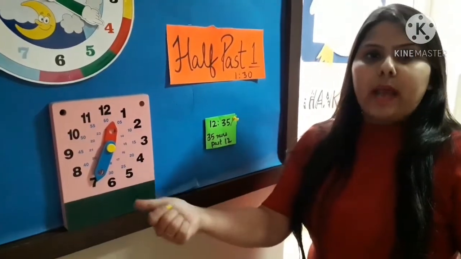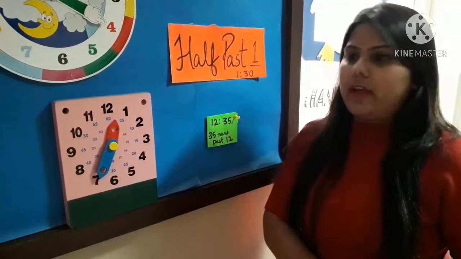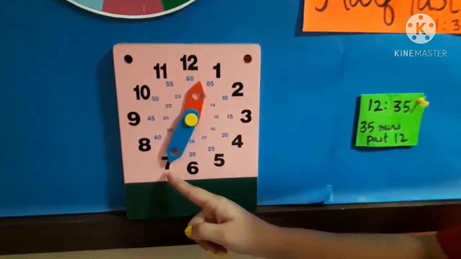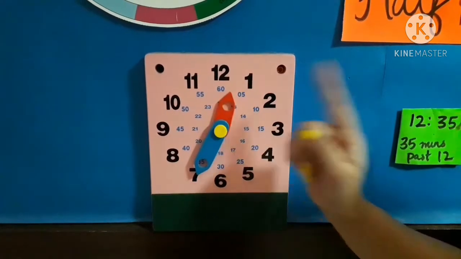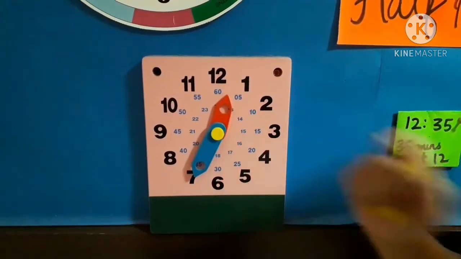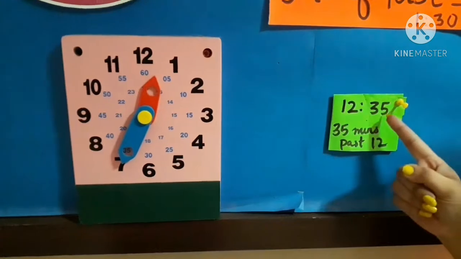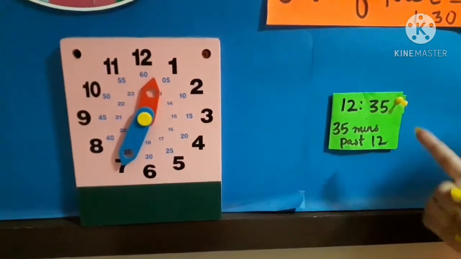Now write the time shown by the clock in two different ways. So if you notice that the minute hand is at 7 and the hour hand is between 12 and 1. So the correct time is 12:35. That is 35 minutes past 12.